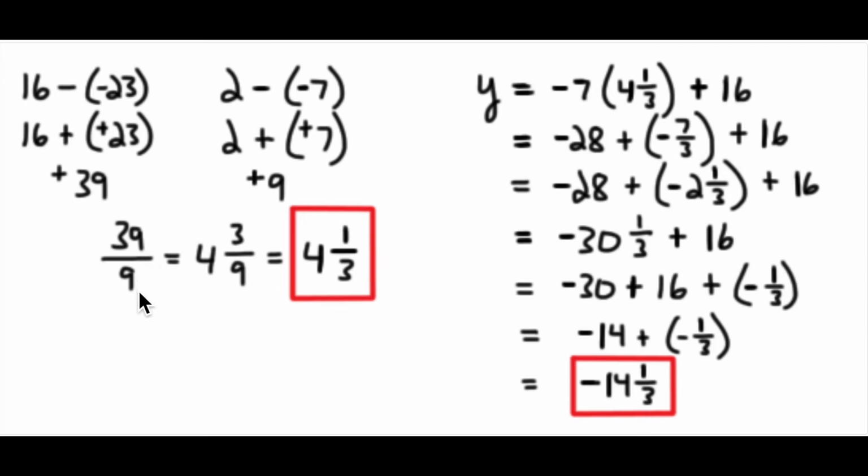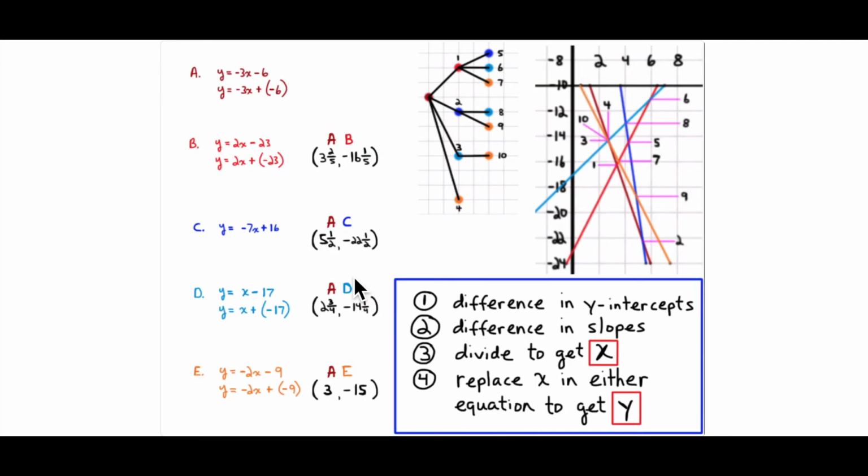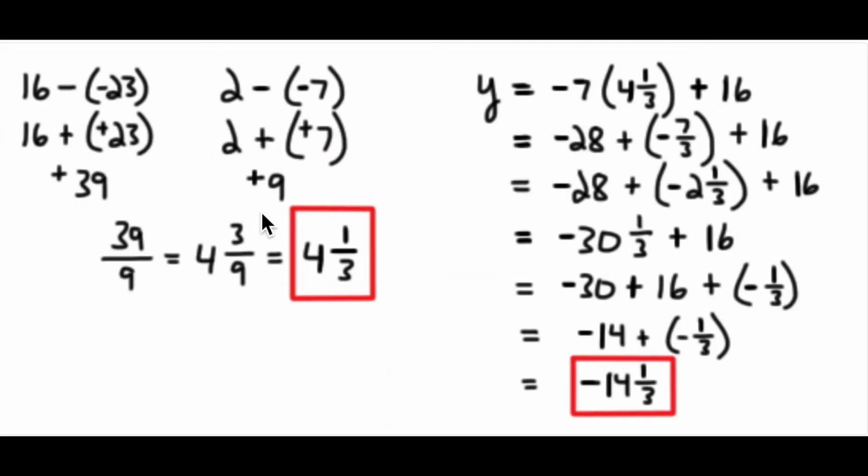So 39 divided by 9, 36 divided by 9 is 4. You're left with 3/9. So this is 4 1/3. And then replace x in either equation to get the value of y. So either B or C, I'm going to replace x with 4 1/3, and I'm going to get a value of negative 14 1/3.